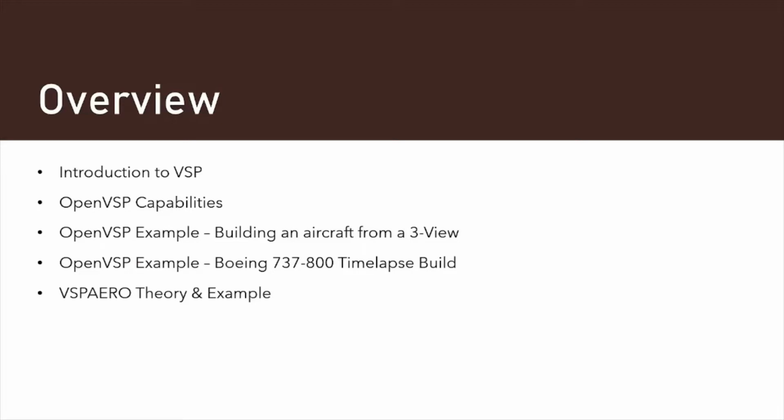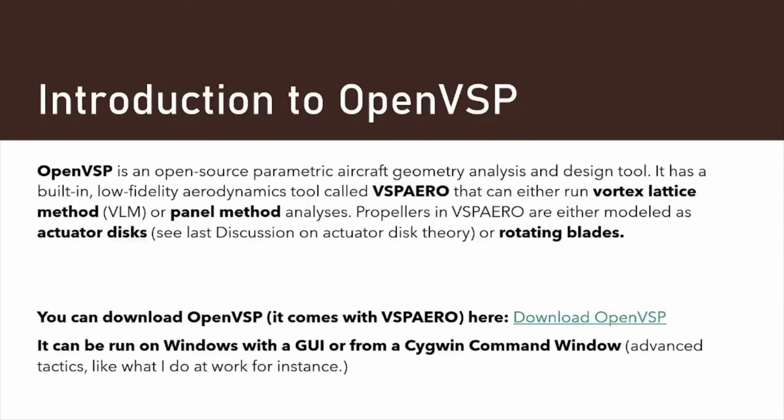So, what is OpenVSP, and what is the VSP project? I'll be going over that along with showing you the capabilities of this software, the theory, and everything you will need to know to get started. So, OpenVSP is an open source parametric aircraft geometry analysis and design tool. I'll try to say that again really fast. It's a very powerful, early stage aircraft design software.